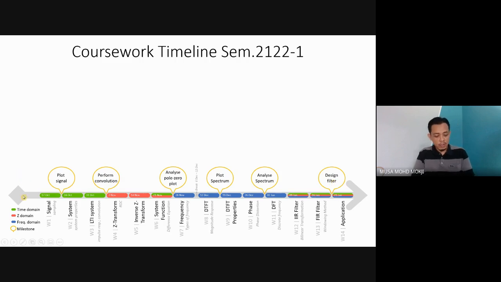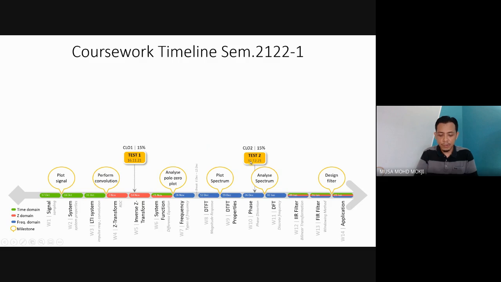And these are our tests. We have 2 tests, so you might want to jot this down. Test 1 will be on 16 November, on week 5. Now we are in week 1, so we have another 4 weeks before test 1. Test 2 will be on 30th December.